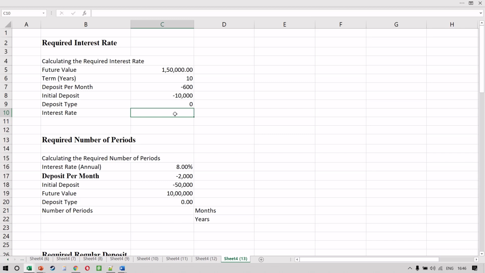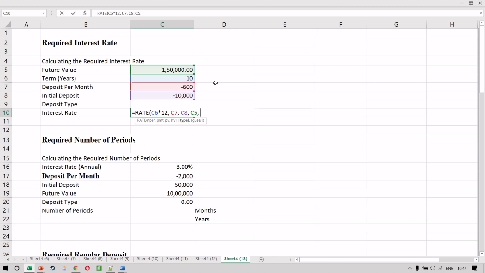To find out the required interest rate, all we have to do is to write equal to rate. Then we want to choose the term into 12. Then we have the payment, which is 600 per month. Then we have the present value, which is an initial deposit of 10,000. The future value is 1.5 lakh or 150,000.